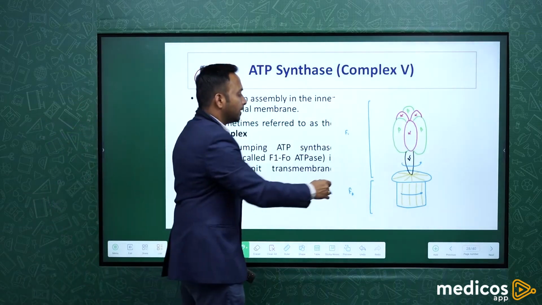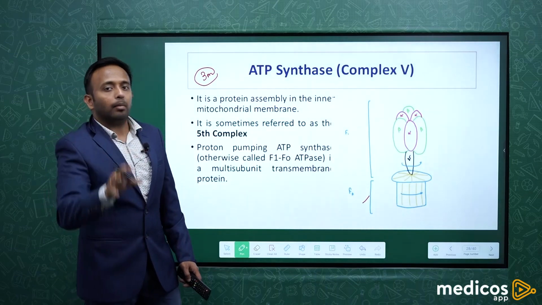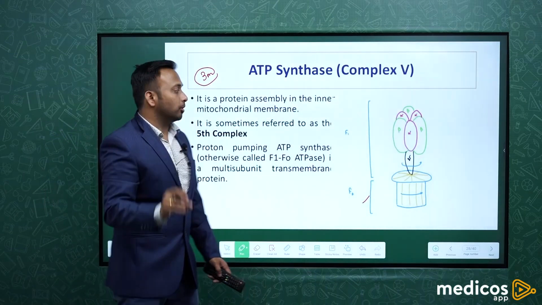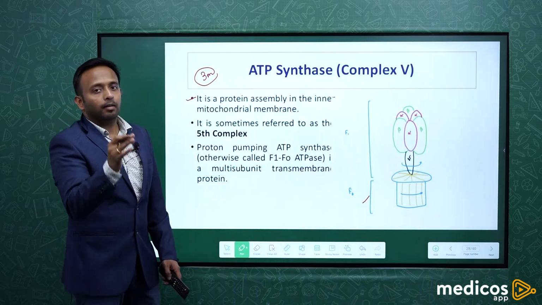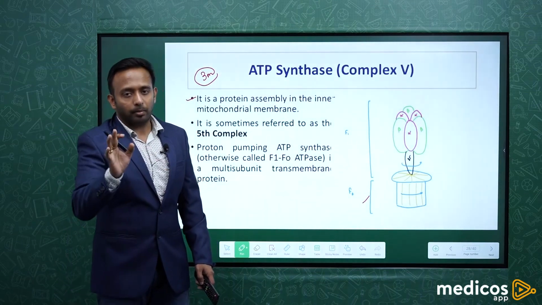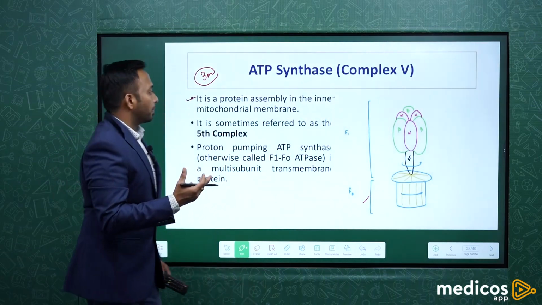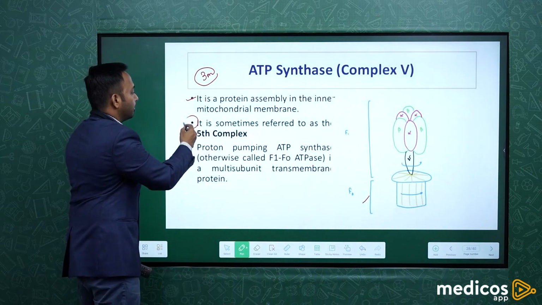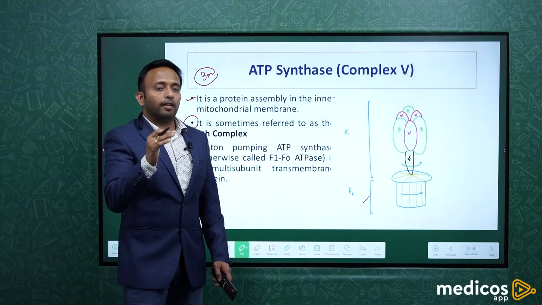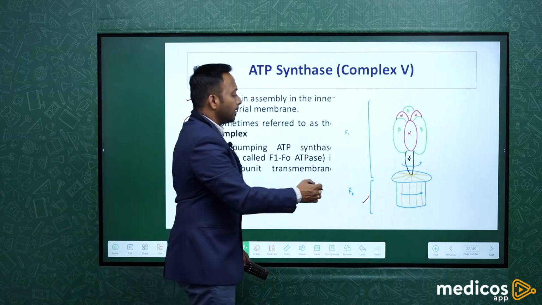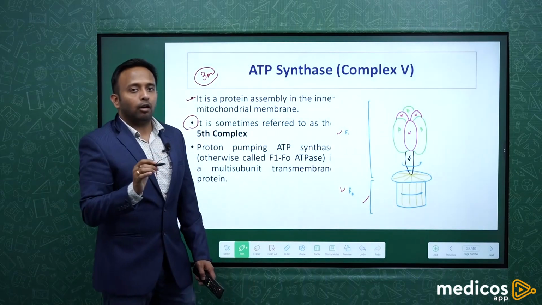Now again, when we see this diagram, we understand it has some parts. It is made up of different proteins which are subunits. So it is a protein assembly which is present where? Again it is the inner membrane, not the outer membrane, and it is hanging into the matrix of the mitochondria. It is also termed the fifth complex, and it is differentiated into 2 fragments, the F0 and F1 complex.